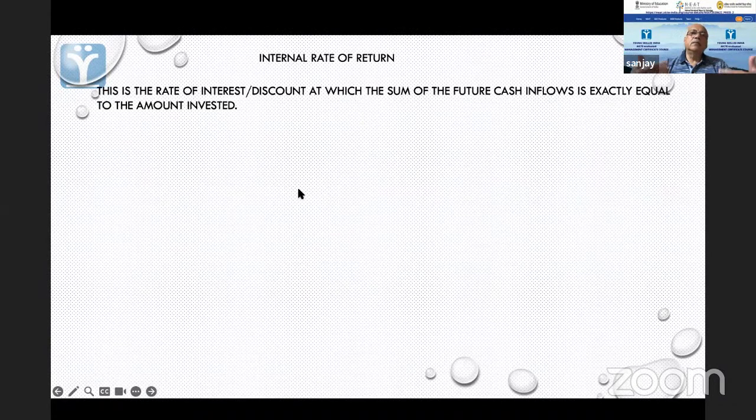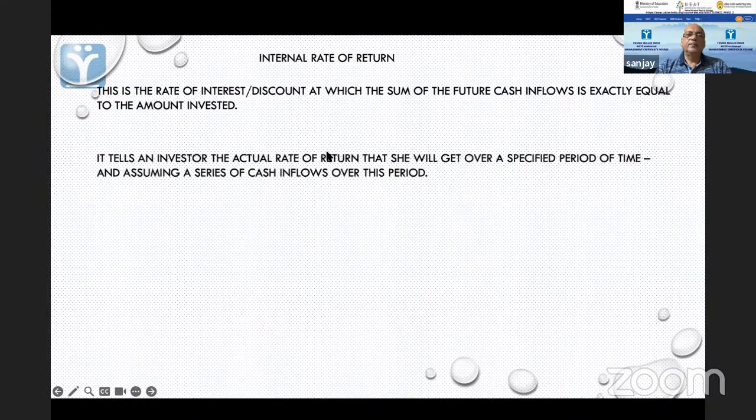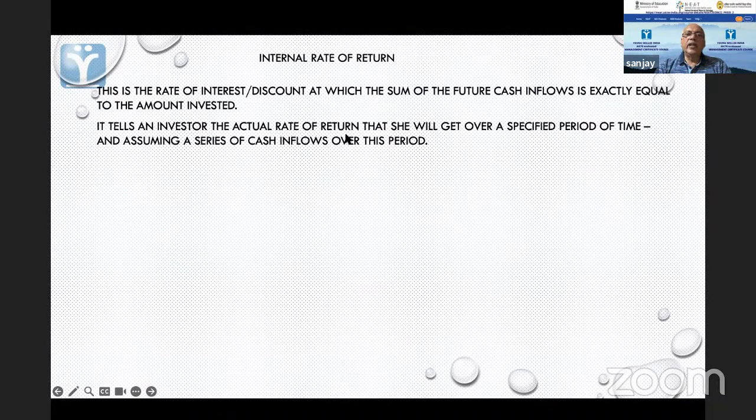Then we look at the same thing, but now from, let's say, the vantage point of rate of return. What is the rate of return of a project? This rate of return that a project has is known as its internal rate of return. And this is the rate of interest discount at which the sum of the future cash inflows is exactly equal to the amount invested. It tells an investor the actual rate of return that she will get over a specified period of time, assuming a series of cash inflows over the period.